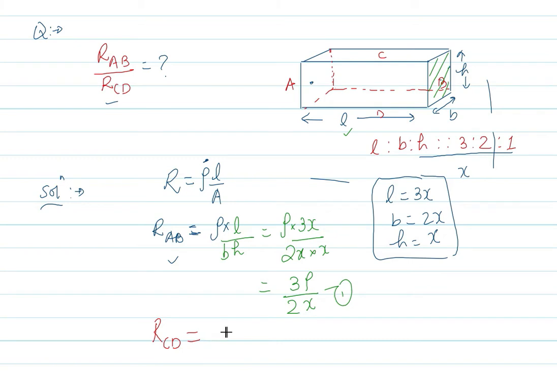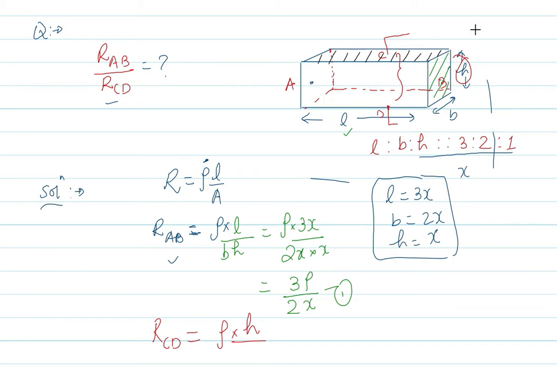In the same manner, let us write RCD, and finally we will divide in order to find the required ratio. So rho is still the same, multiplied by the length. Just like we calculated for the AB face, once you connect the battery across CD, the effective length becomes H. So let me put H over here, divided by the area. Now the cross sectional area which you will use in this case is this one, right students?